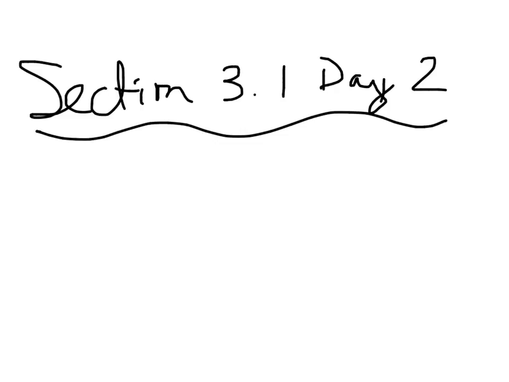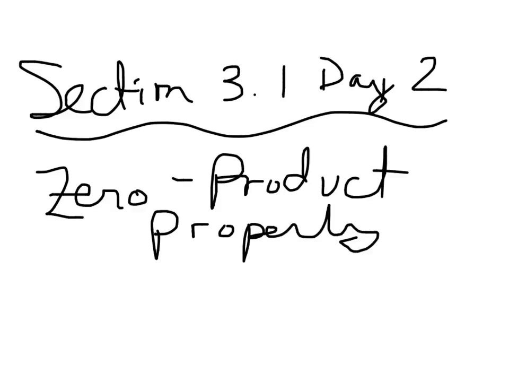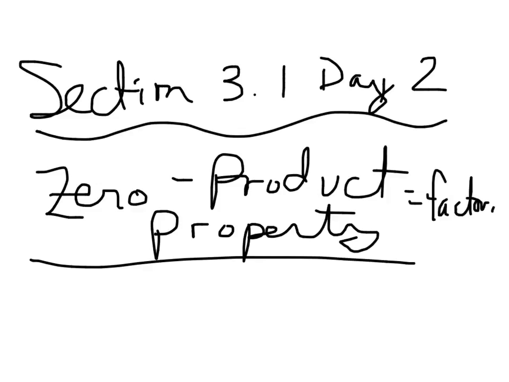The zero product property is also known as factoring. So the zero product property equals factoring. That's what you're going to be doing for these. It even says solve by factoring. It doesn't even say use the zero product property to solve the equation. It goes on to say solve by factoring.